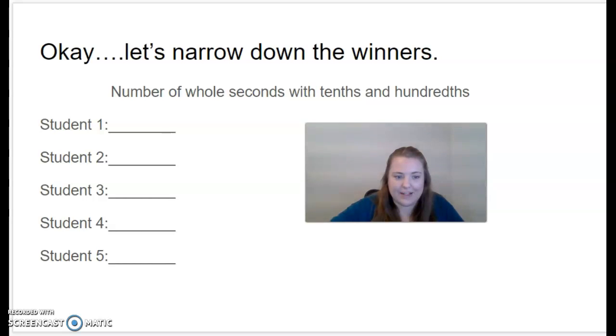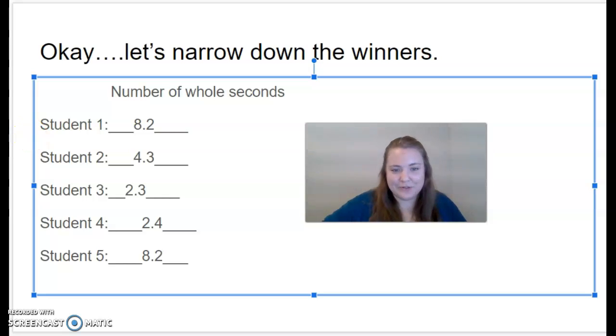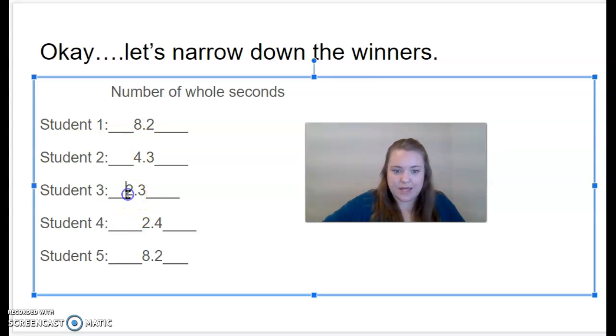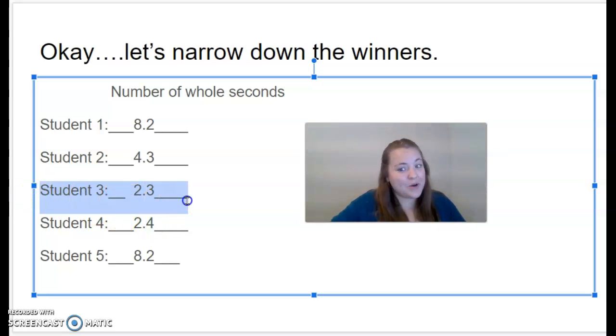Okay, so I've added the tenths place. Now, can you determine who was the quickest? Okay, so we see that student 2 was able to complete the challenge in 2 seconds and 3/10 of a second. So their time was 2 and 3/10, and student 4 was 2 and 4/10. Good, we know that 3/10 is less than 4/10. So student 3 is the winner.